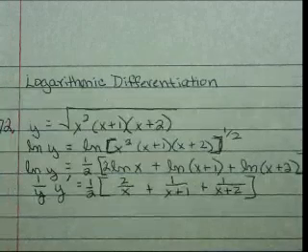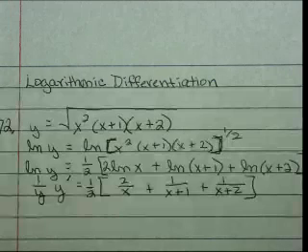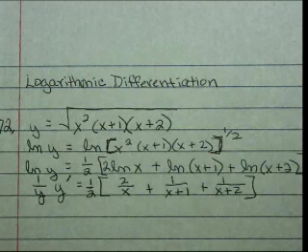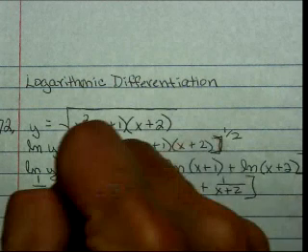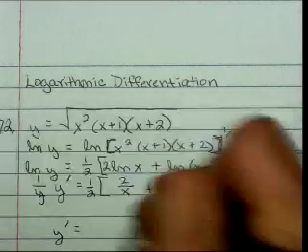What are we solving for? Y prime. What would we have to do to have the y prime by itself? Multiply both sides by y.